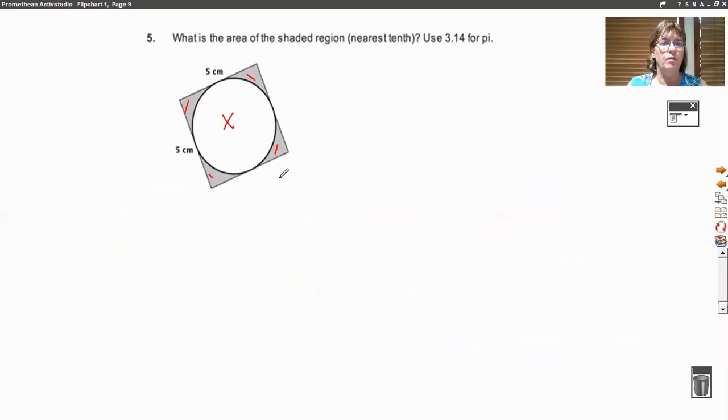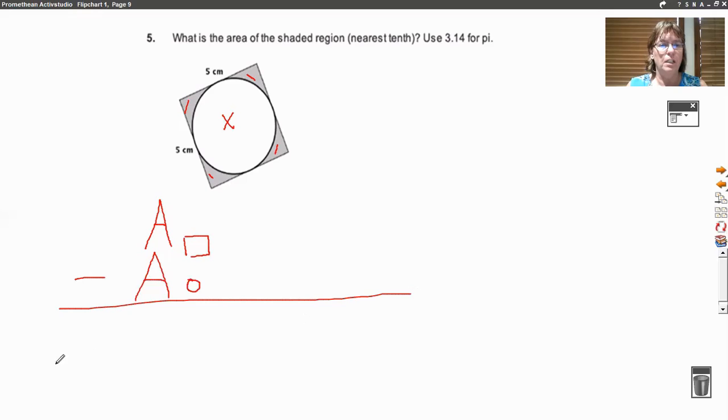So again, in order to figure this out, we're going to come up with a plan. And to do that, we're going to take the area of the bigger shape. So whenever we're subtracting, we always start by taking the area of the larger shape, and that's a square. And then we're going to subtract the area of the circle. And when we do that, we're going to get the area of that shaded area. So that's what we want. Okay, so I just want the area of the shaded part, and that's how we're going to do it.